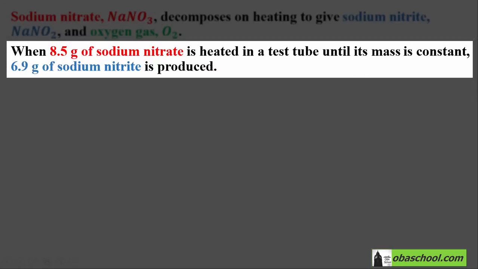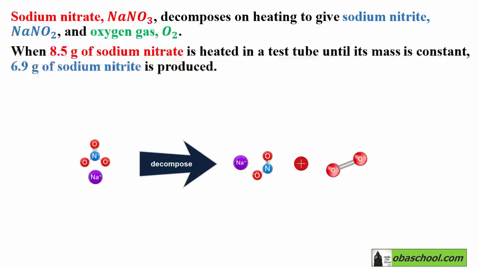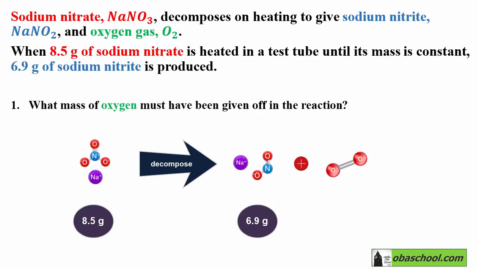When 8.5 grams of sodium nitrate is heated in a test tube until its mass is constant, 6.9 grams of sodium nitrite is produced. So we will heat 8.5 grams of NaNO3 in a test tube, and we will find that the mass of sodium nitrite produced is 6.9 grams. What mass of oxygen must have been given off in the reaction?